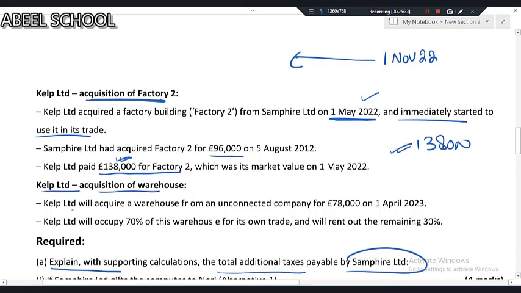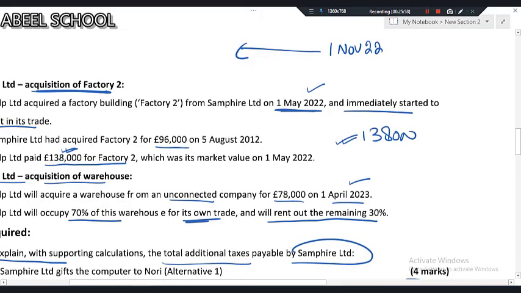Kelp Limited acquisition of warehouse. Kelp Limited will also acquire a warehouse from an unconnected company for 78,000 on 1st April 2023. This is also a qualifying purchase within the qualifying period. This is coming within 3 years after the disposal. Kelp Limited will occupy 70% of the warehouse for its own trade and will rent 30%. It means the entire 78,000 of the warehouse is not qualifying for rollover relief. Only 70% of 78,000 will qualify for the rollover relief.